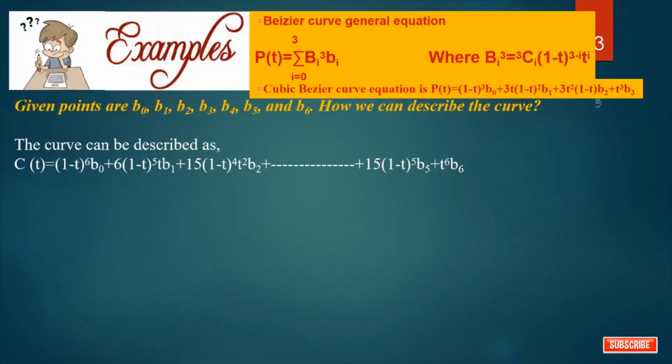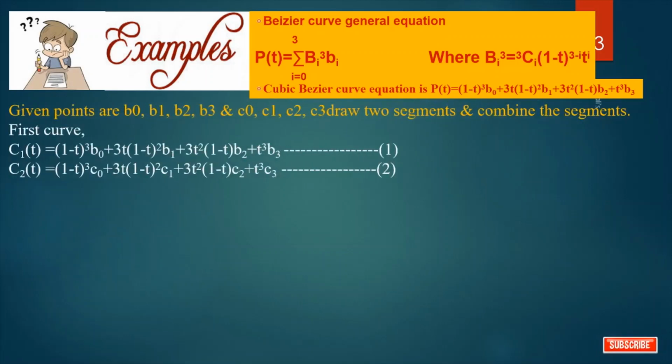Now solve one problem. Given points are B0, B1, B2, B3, B4, B5 and B6. How can we describe the curve? In the case of a cubic Bezier curve, the maximum point is B3, that is B0, B1, B2, B3. But here the maximum point is B6. So just use the general form of the Bezier curve. This one is the general form of the Bezier curve. So in place of 3, you have to write 6 here, because the maximum control point is B6. So you write 6 here, and you will get the equation of the curve easily. Now, second problem.